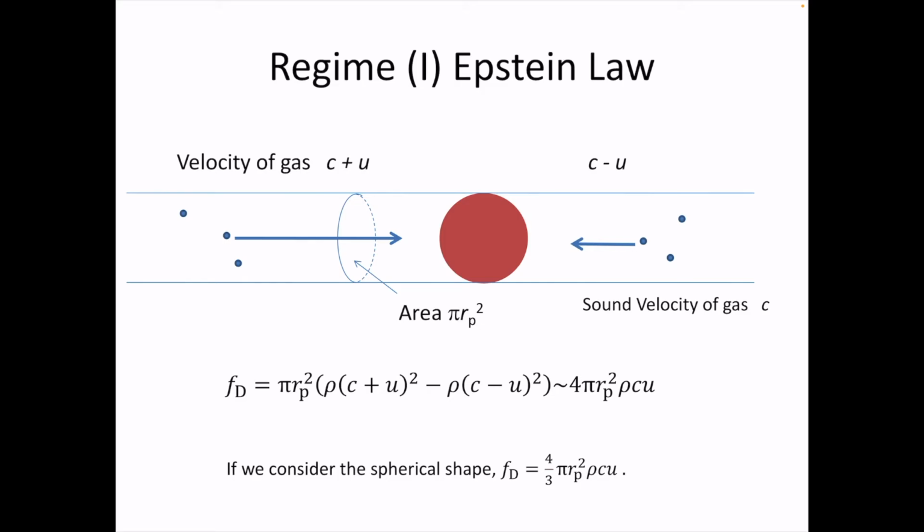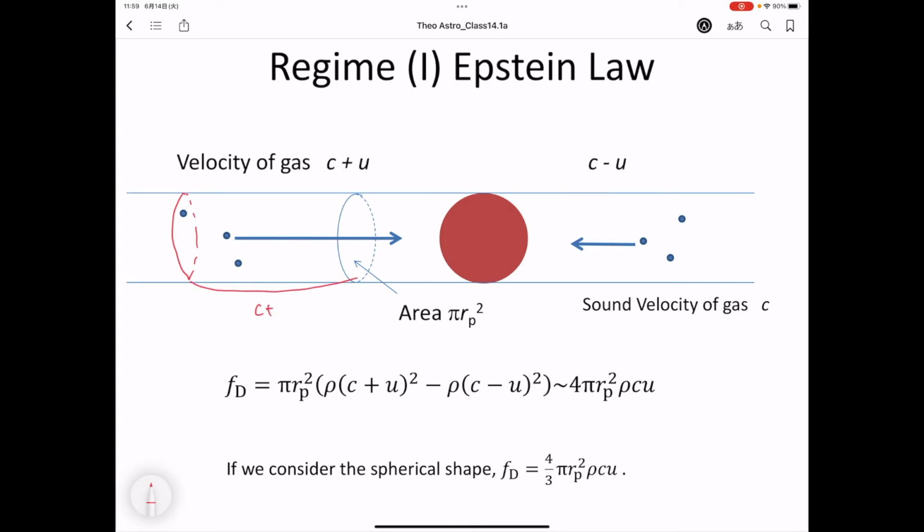So gas molecules have a relative velocity of u. Gas molecules are actually moving with the sound speed c. All the particles inside the cylinder can hit the solid particle. The height of the cylinder is c plus u, the relative speed of the gas with respect to the solid particle. The area is πr_b². The momentum transferred from the gas to the solid particle can be calculated as r_b² times ρ times (c+u)². So you can consider that this cylinder hits the particle from behind.